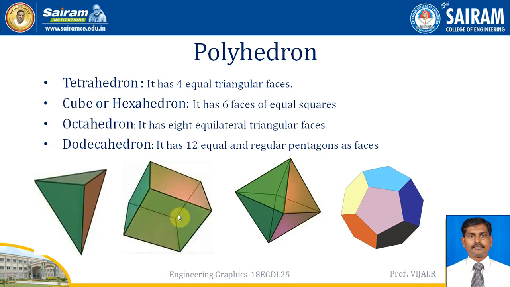A hexahedron or cube has 6 faces of equal squares. A tetrahedron has 4 triangular faces, a bottom triangle and 3 other triangles. Here bottom, top, side, left and right. So these are all the faces, 6 faces, front, back, all faces are squares. So it's called a cube or hexahedron.